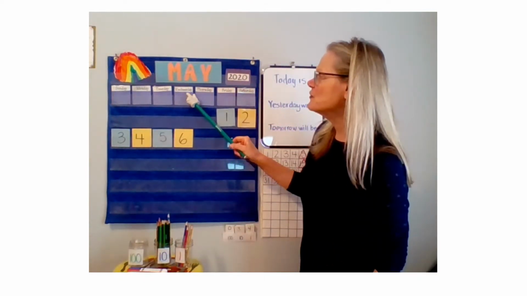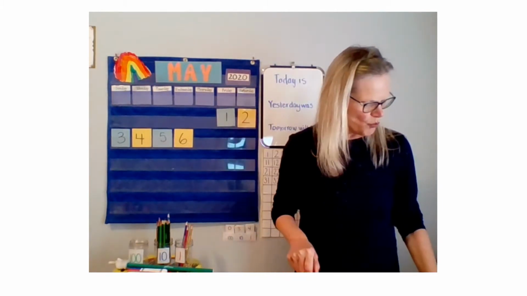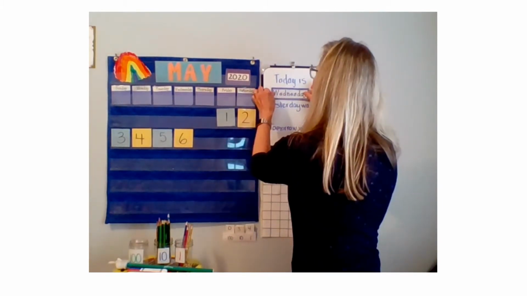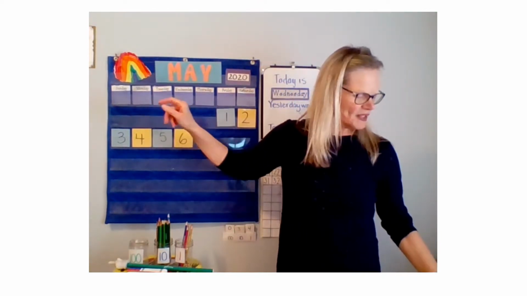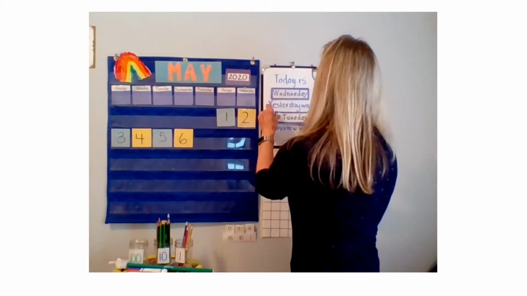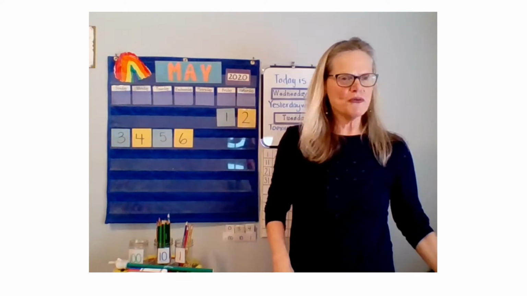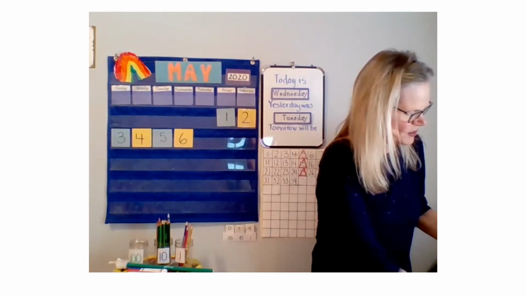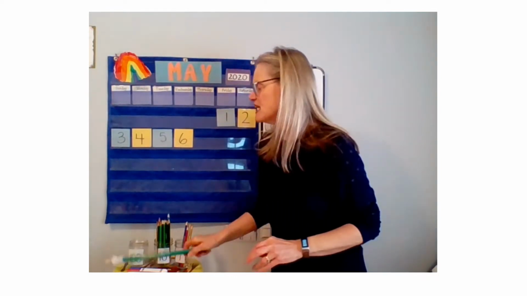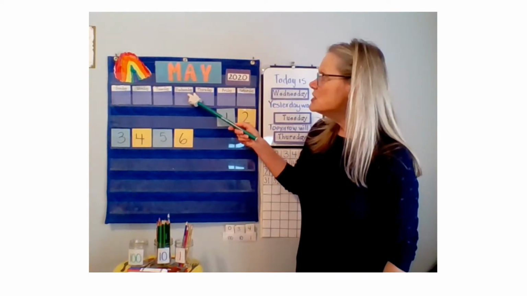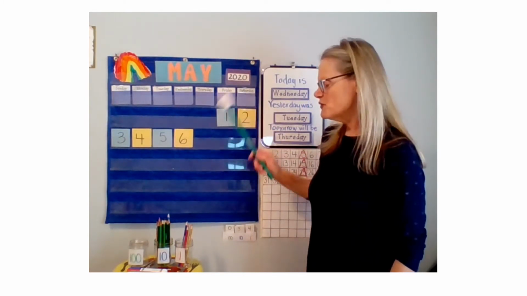All right, so we figured out that today is this day. Today is Wednesday. And if today is Wednesday, what was yesterday? That's right, Tuesday. And if today is Wednesday, what will tomorrow be? That's right, tomorrow will be Thursday. Now let's say the date all together. Today is Wednesday, May 6th, 2020.